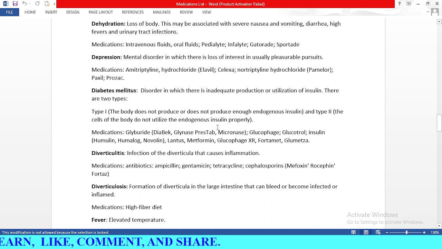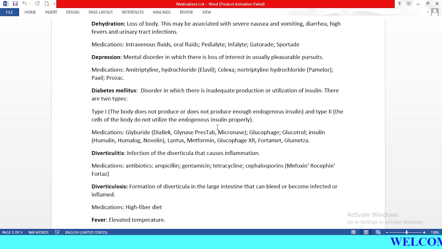Next one is dehydration. Dehydration means loss of body fluids. This may be associated with severe nausea, vomiting, diarrhea, high fevers, or UTIs. Common medications: whenever we have dehydration, the physician needs to infuse intravenous fluids, oral fluids, or Infalyte.